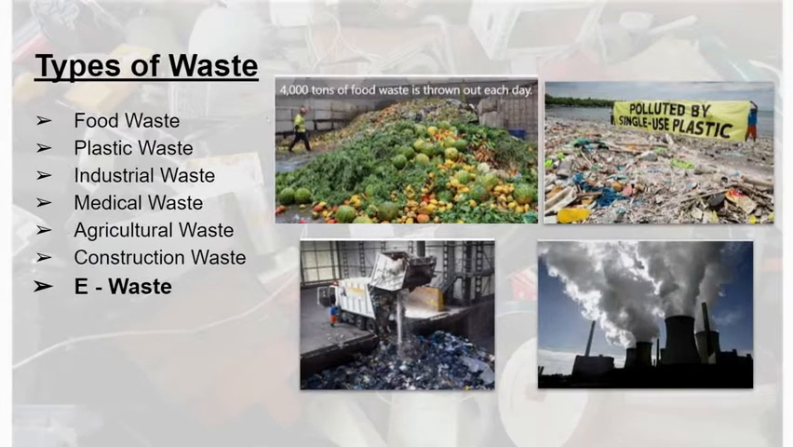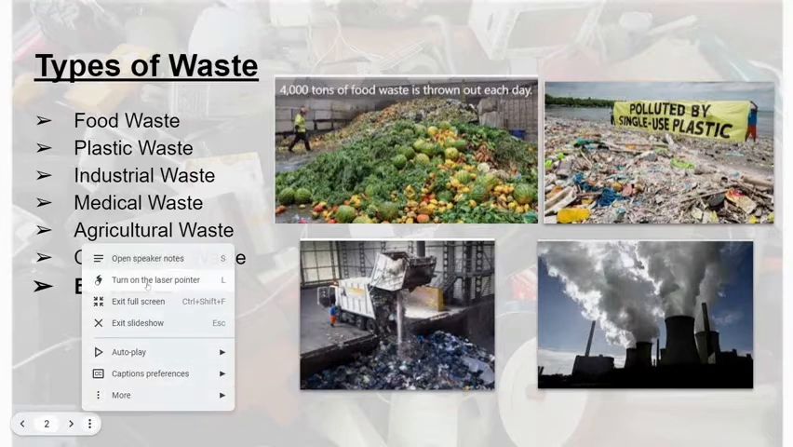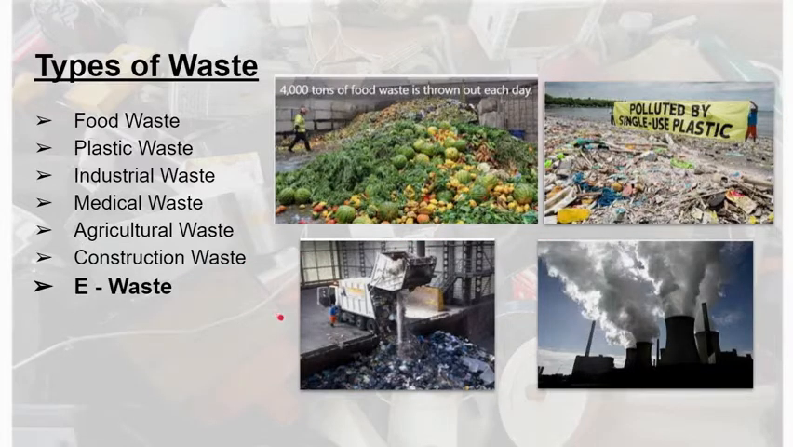Here, you can see food waste and how much food is wasted each year. Here, you can see the effects of plastic waste. And over here, you can see agricultural waste and other types of waste being tossed. Also over here, you can see pollution, which is caused from industrial waste.